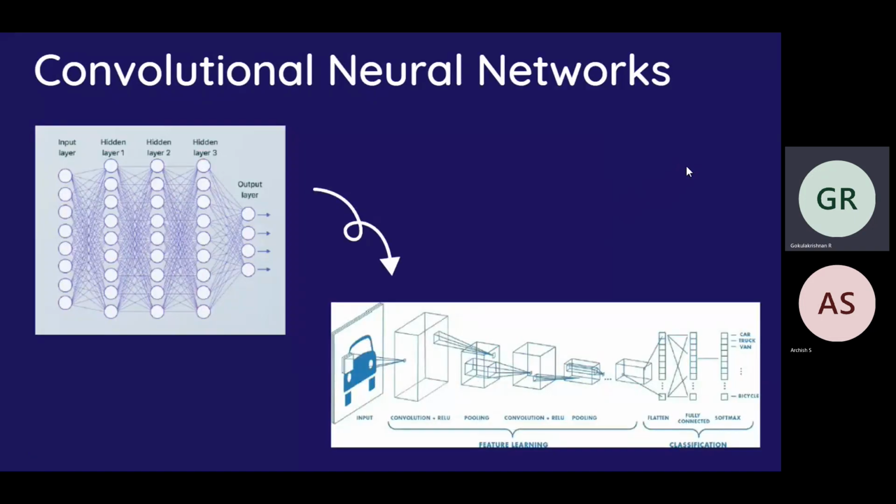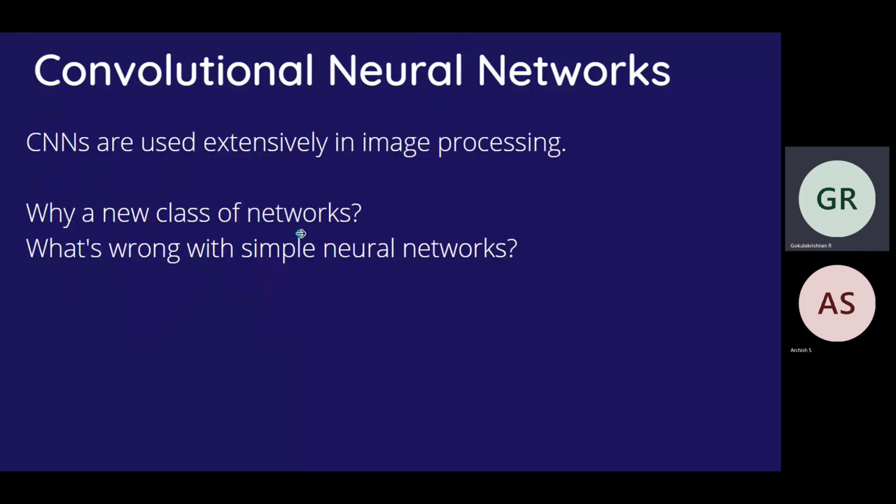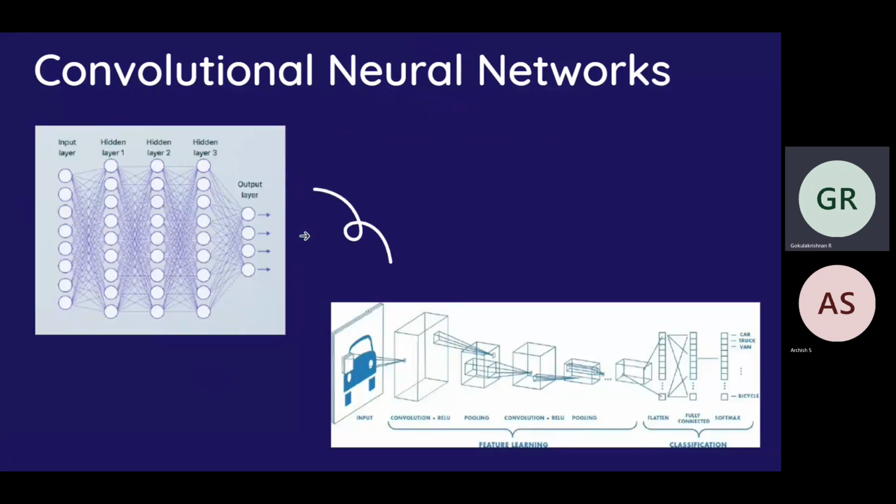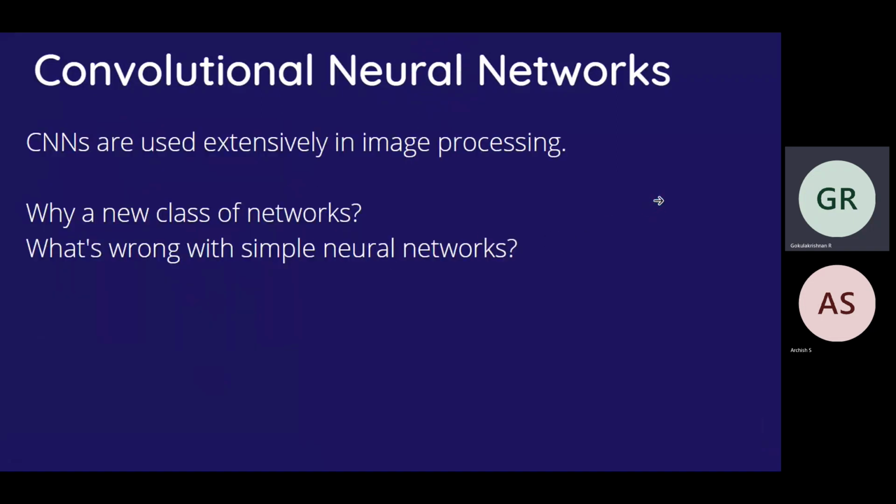So now, convolutional neural networks. Convolutional neural networks are used in image processing. Why do we need a new class of networks? Why do you guys think, is there anything wrong with the existing simple neural networks? Basically, we'll try to downsample in order to make it easier to process. Why do you guys think we need CNNs? Why can't we just use the simpler neural networks? Any thoughts or any inputs?